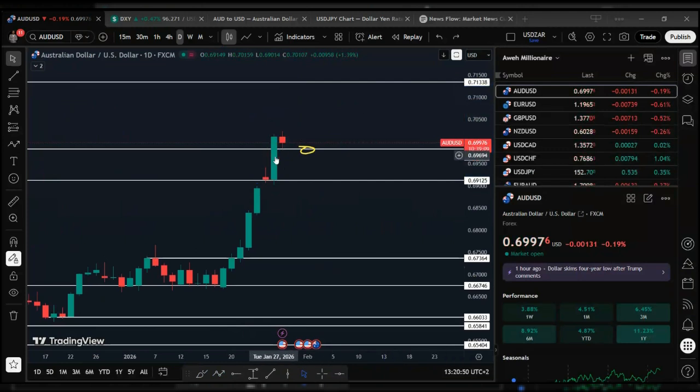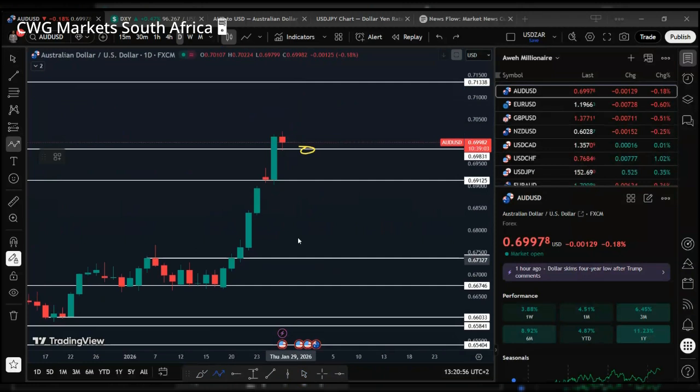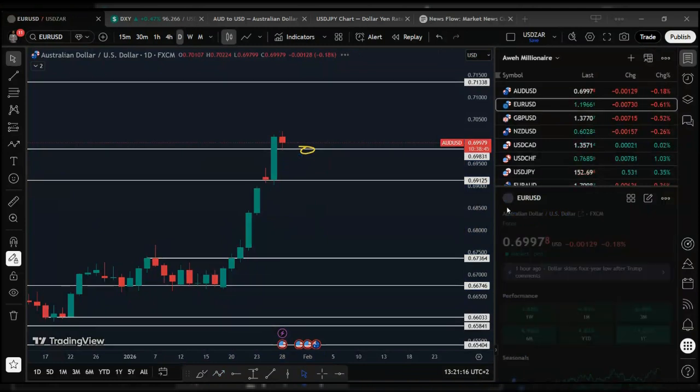However, if price fails to trade above this level, a break back below this level could then see a pullback in this upward trend, where we could either see price coming back to retest the support level at the 0.6912 level, or a potential start of reversal back to the downside as well. Something we need to keep an eye on, Aussie dollar. Next, we've got Euro USD.